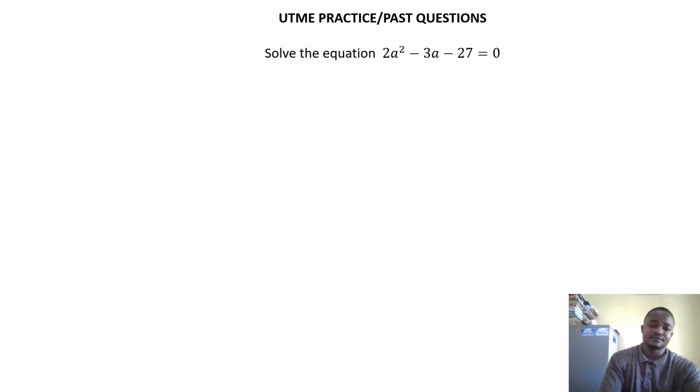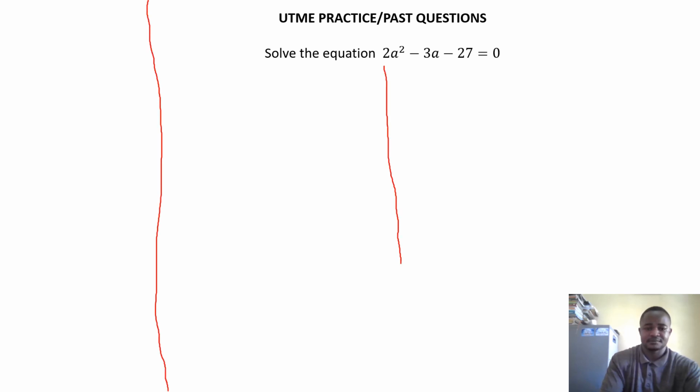So we have a beautiful question here, very, very interesting. But if you underrate this question, you will see that it's not as easy as it looks, neither is it as hard as it looks. It just depends on your approach and your perspective on how you see the question. So the question is, solve the equation 2a squared minus 3a minus 27 equals 0. Let me divide my board so that I can manage the space. I'm asked to solve this question.